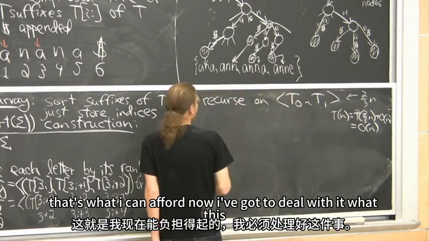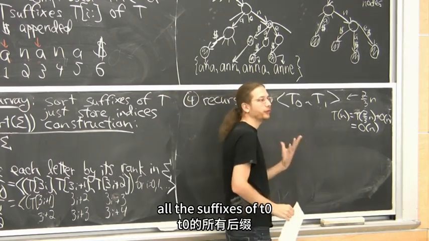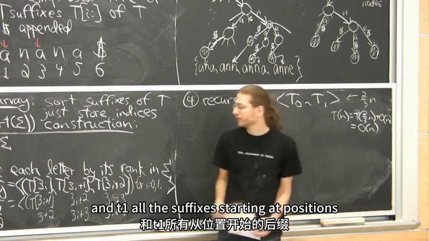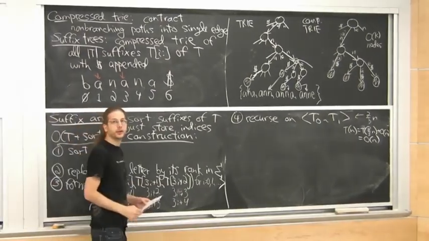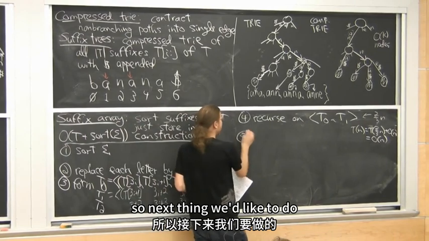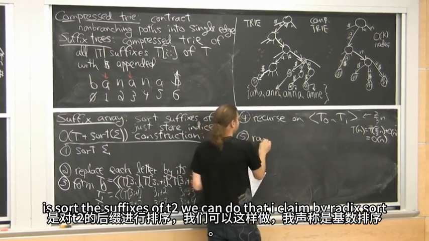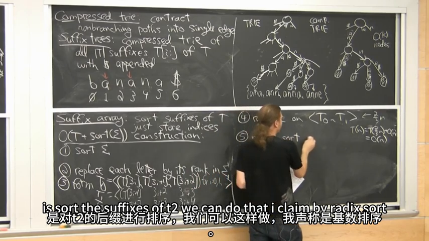Okay, so that's what I can afford. Now I've got to deal with it. What this tells me is the sorted order of all the suffixes of T0 and T1, all the suffixes starting at positions that are 0 or 1 mod 3. So next thing we'd like to do is sort the suffixes of T2. And we can do that, I claim, by radix sort.